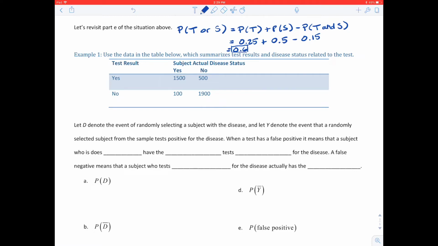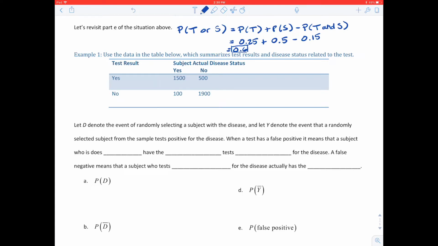1,500 folks got a positive test result and actually have the disease. 500 got a positive test result and do not have the disease. 100 got a negative result but they have the disease, and 1,900 got a negative test result and they don't have the disease. So here we have all these different numbers, but we don't have any totals.